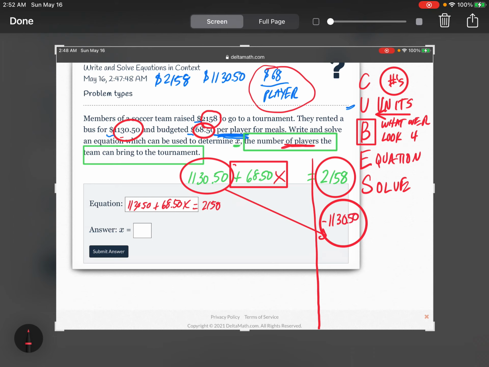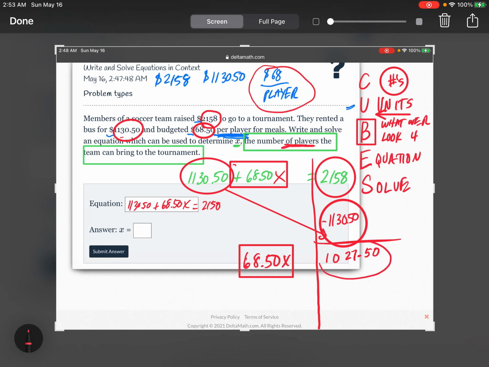1130.50. And then we're going to subtract these. So 2158 minus $1,130.50 is going to be, 0.50, that would be 28, so this is going to be 27, and then this will be 10. So we have $1,027.50 remaining. On this side, it's going to be $68.50 per player. This is going to be in the box.